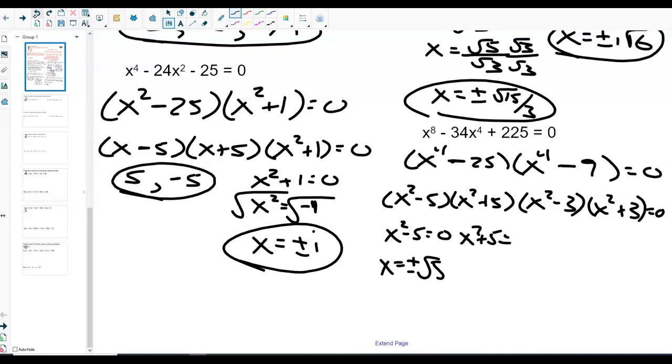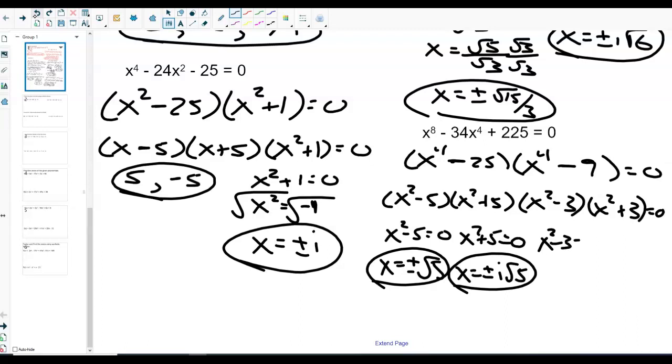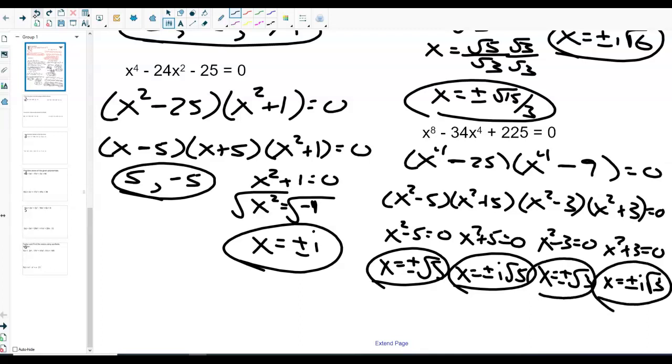Plus 5 equals 0. X equals a plus or minus i root 5. x squared minus 3 equals 0. X is going to equal plus or minus root 3. And x squared plus 3 equals 0. X is going to equal plus or minus i root 3. And these are your 8 answers.